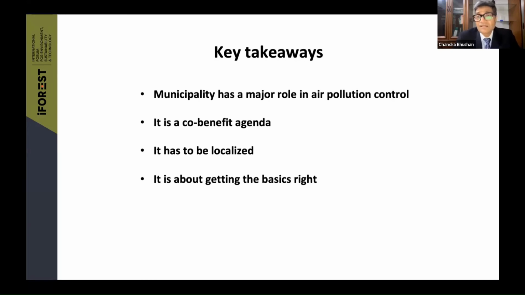And last, it is about getting the basics right. Managing air pollution is also about applying common sense. As I said, none of what I have presented to you, whether it is the Ambikapur model, whether it is dust control at site or dust control at road or designing a people-friendly road, is rocket science. These are simple, basic, common sense principles that we have to use to control dust, to control air pollution in our cities. So this is what the presentation is.